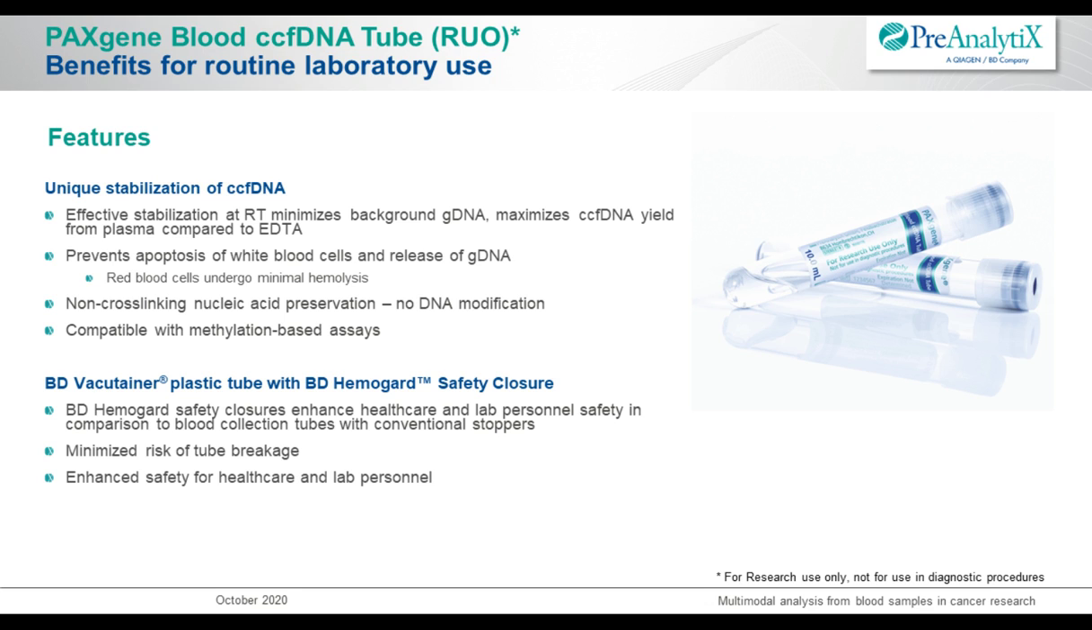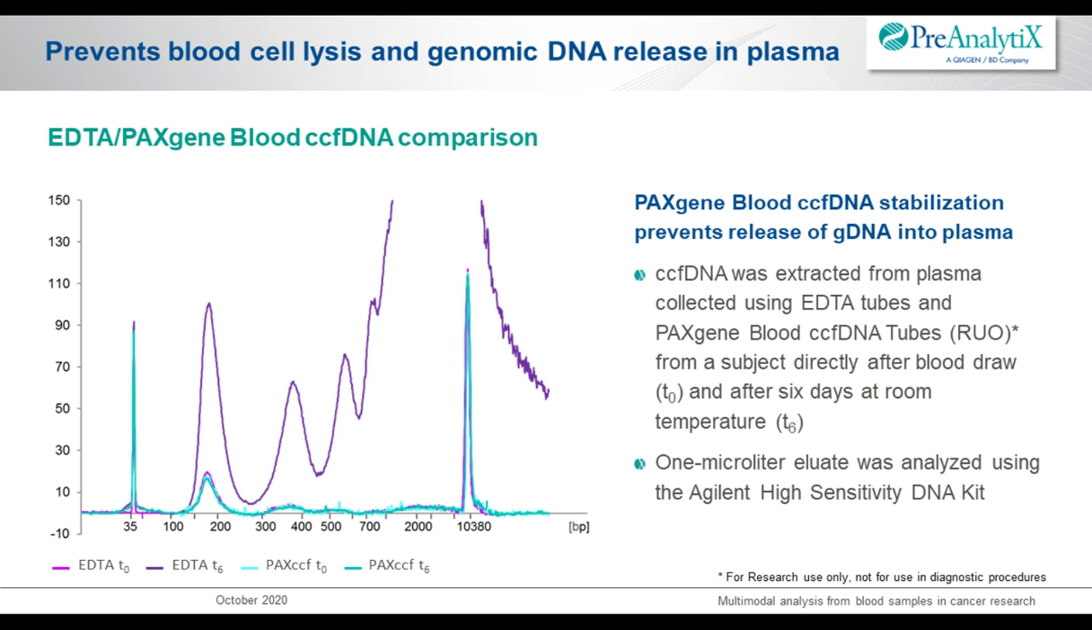A further feature that is also important to know is that this tube is a plastic tube, so you minimize the risk of breakage, and you have this Hemoguard closure, which prevents splattering of the blood when you open the tube, and this of course enhances the safety of your personnel in the lab.